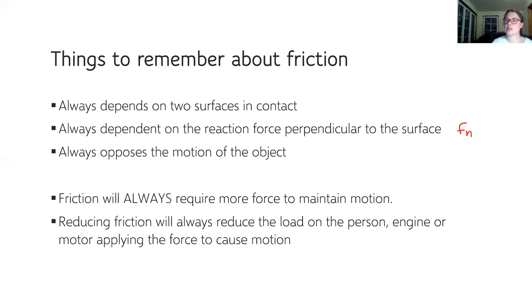And it always opposes the motion of the object. If you're sliding something up a wall, friction will be down. If you're sliding something down a wall, friction will be up. Okay, so it always opposes the motion of the object. So if you're not sure which direction to draw it, think about what direction this object is moving, and then do the opposite. Friction will always require more force to maintain motion. So if there's friction, you're going to have to use more force to keep motion going.